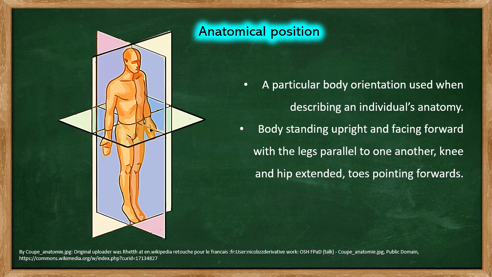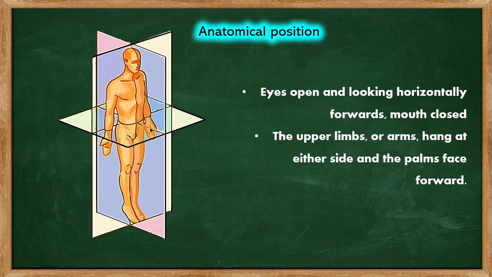The body is considered standing upright, facing forwards, with the legs parallel to one another, slightly apart from one another, knee and the hip extended, toes pointing forwards. These are all the features of the standing position or the anatomical position.